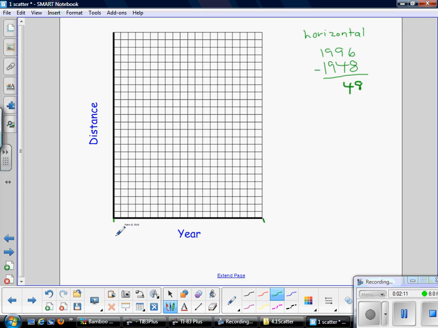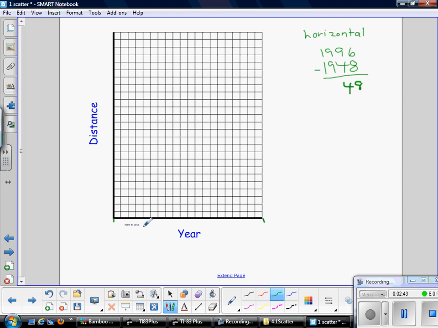Okay. Now, do we want to start at 1948 here, or do we want to start somewhere else? Well, if we start somewhere else, we could predict what would happen before 1948. So sometimes we don't want to start right here, in this case. In other cases, when we're talking about time and we're talking about 0 seconds, 5 seconds, 10 seconds, then I would want to start my horizontal axis at 0 for sure.